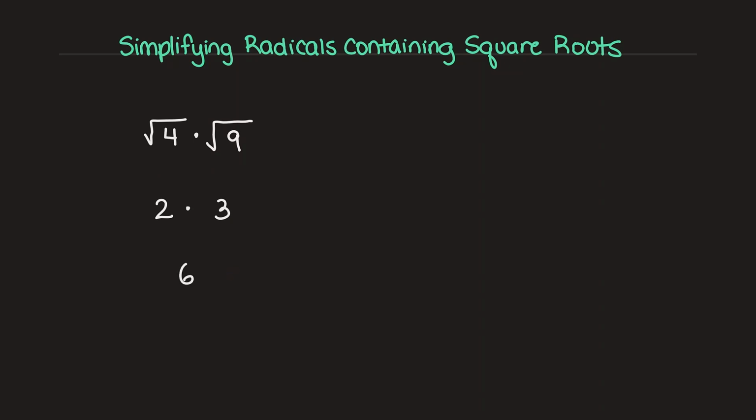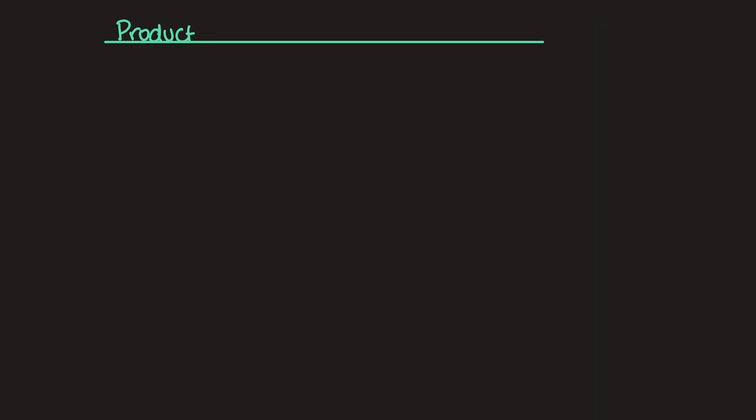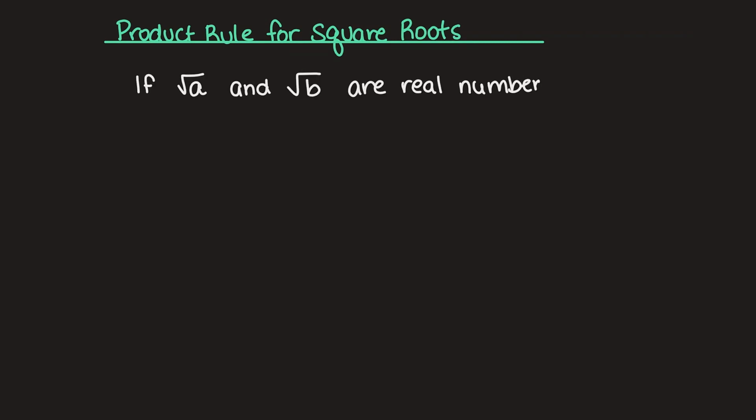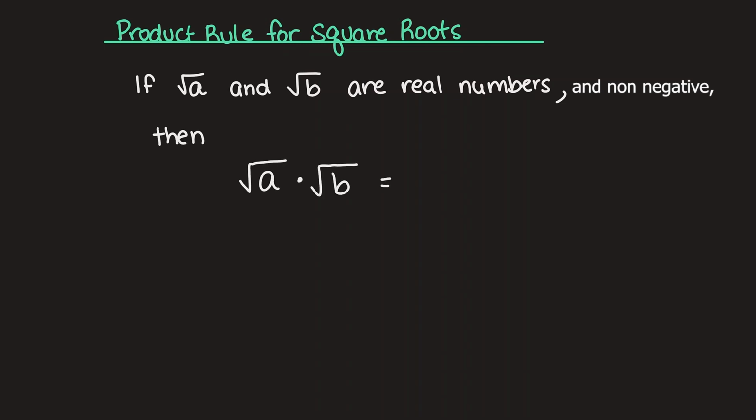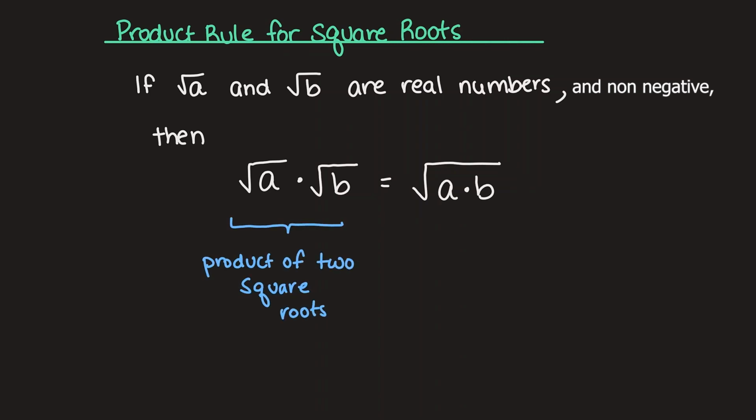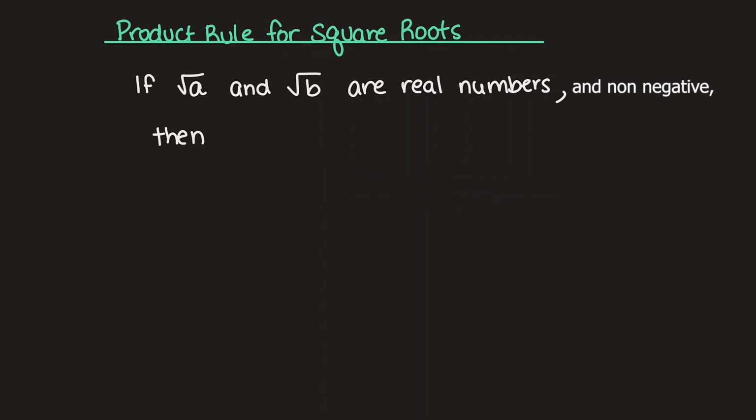Also notice that if we instead multiplied the radicands first, and then take the square root, we also get 6. This will lead us to the product rule for multiplying expressions containing square roots. So if the square root of a and the square root of b are real numbers, then the square root of a times the square root of b is just equal to the square root of a times b, where the product of two square roots equals the square root of the product, and this can be used in either direction. This rule is going to be useful for simplifying square root radicals.